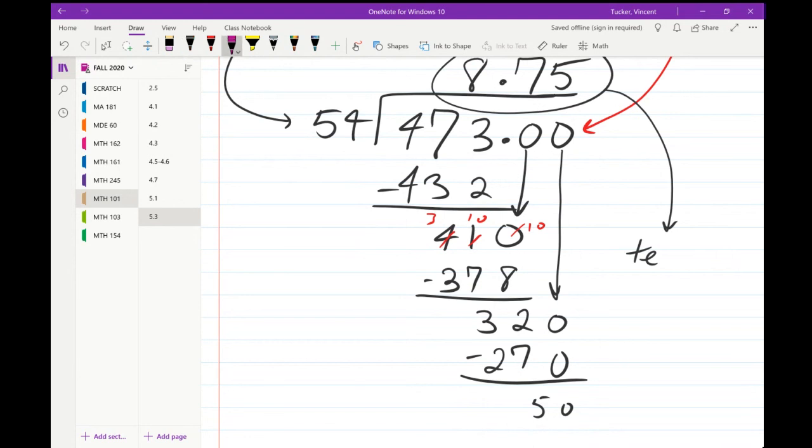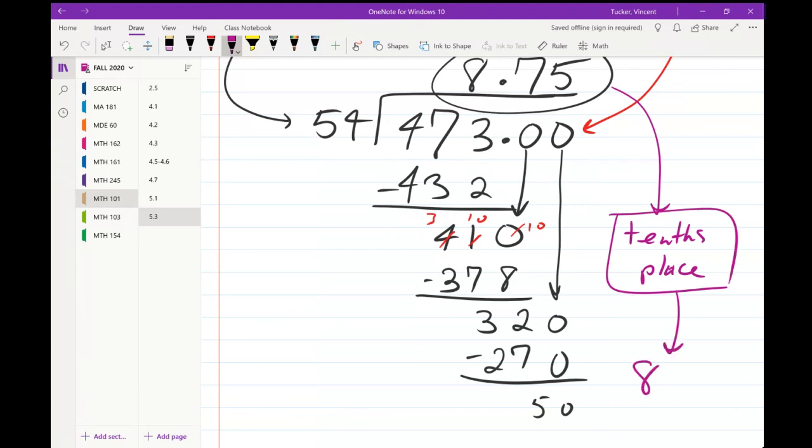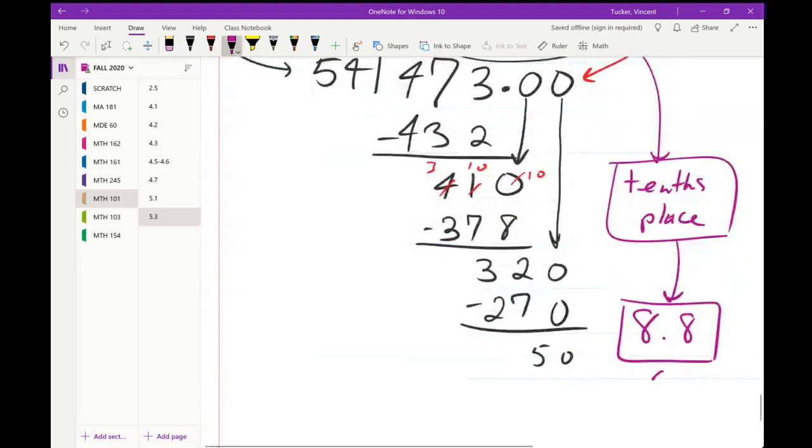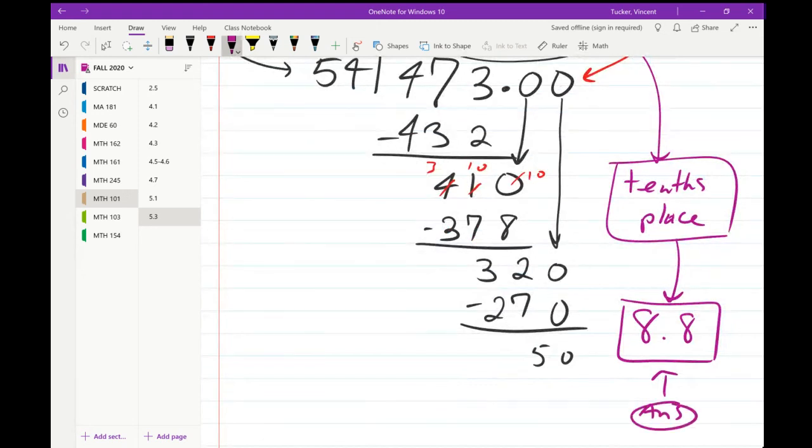I'll go purple. All right, so talking about rounding that to the 10th place. That 5 tells me I can take my 7 up to 8. So that's why I have 8.8 as my answer. All right, questions.